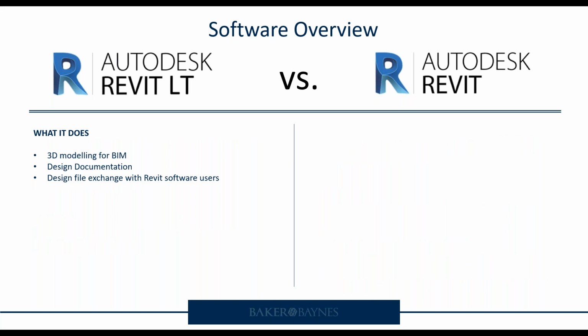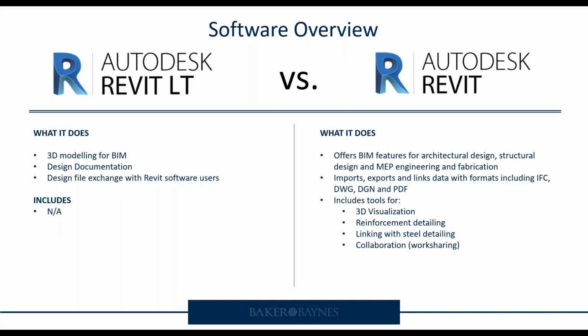So looking again at the differences, you would use Revit LT if you want to just get a 3D model and produce your simple design documentation, and there's no extras that come with it. With the full Revit, the BIM features for architectural design, structural design, MEP engineering, and fabrication. And so you've got actual analysis design tools and simulation tools in Revit that you don't have in Revit LT. And you can import and export file formats like IFC, DWG, DGN, and PDF that you can't do in Revit LT.